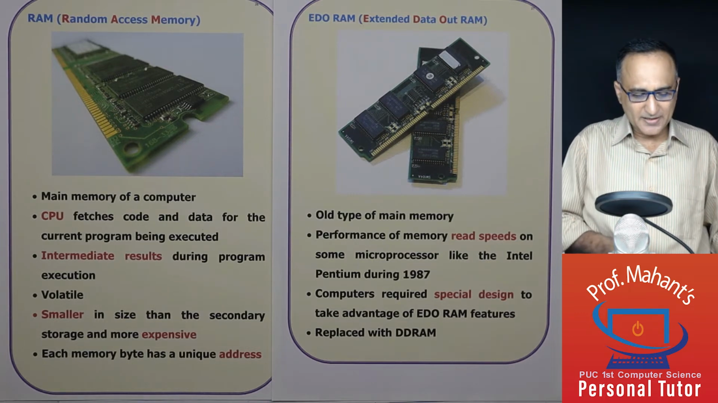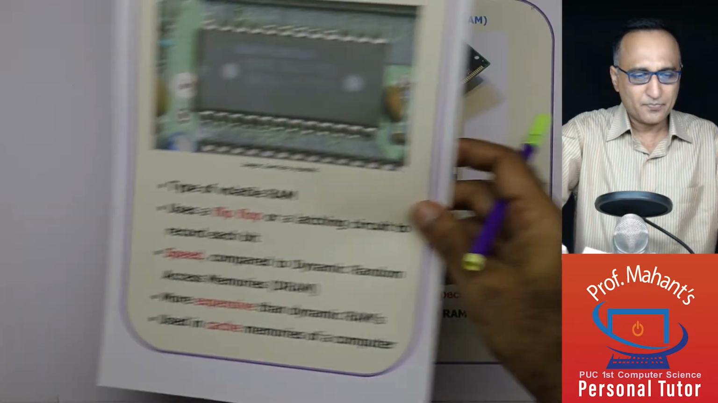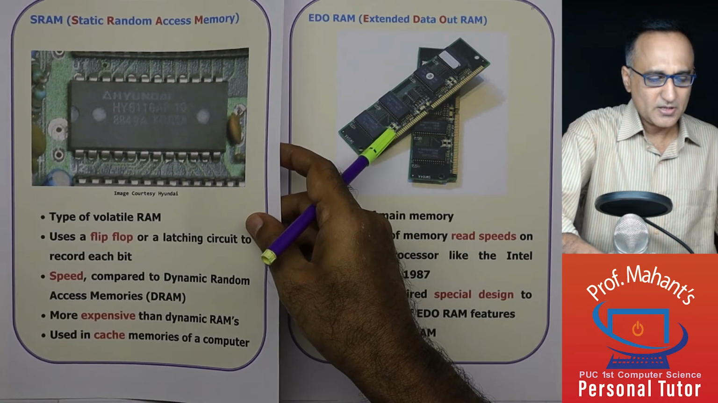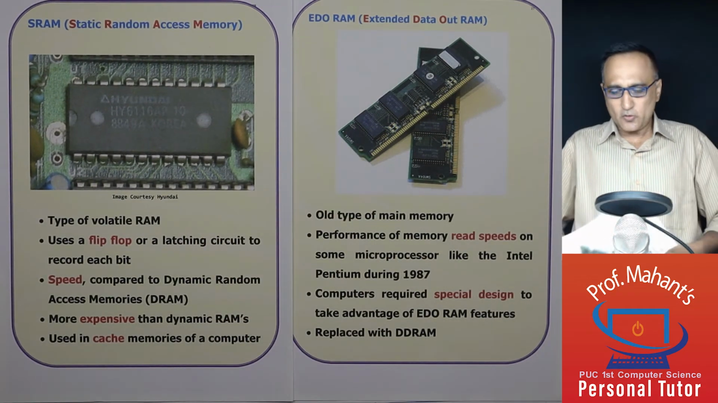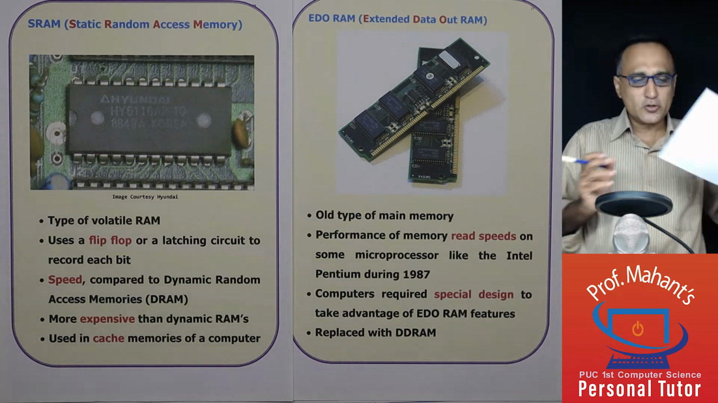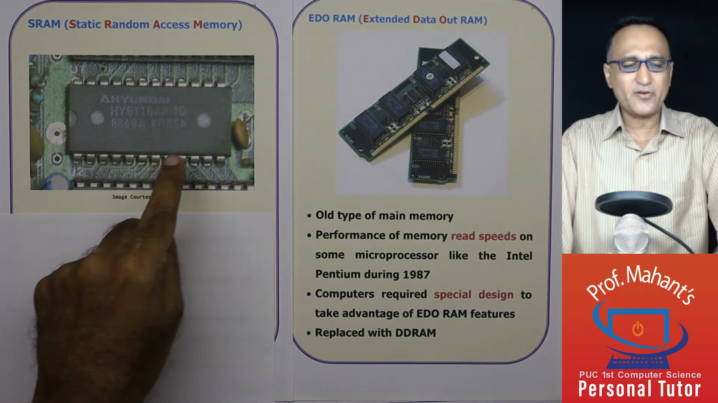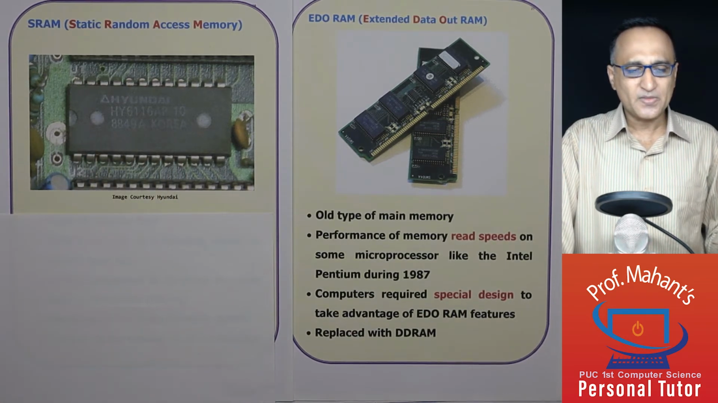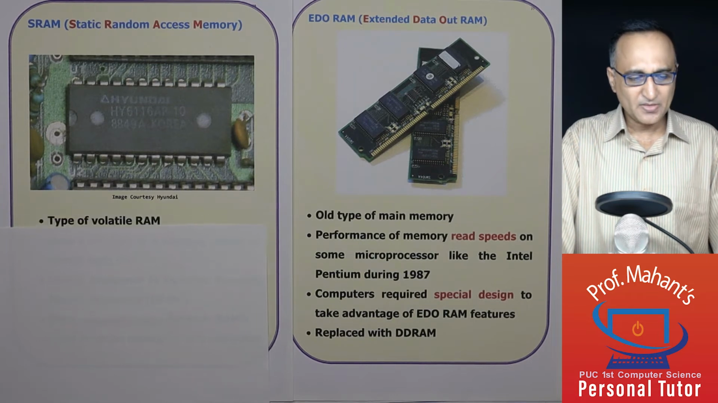The first we shall take a look at is something called the SRAM. SRAM stands for static RAM. Let's try to understand what SRAM is. SRAM is also a type of main memory. This is an example of how your main memory is going to look. SRAM stands for static random access memory. You will understand the reason why it is called static in the next couple of minutes.